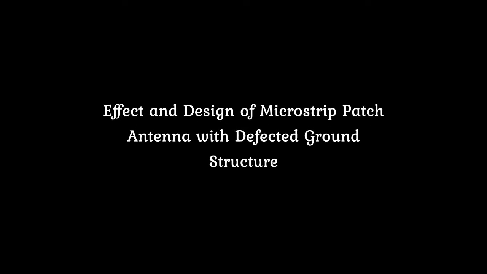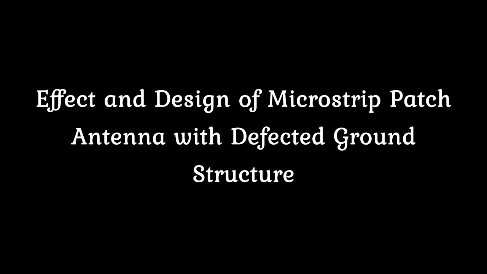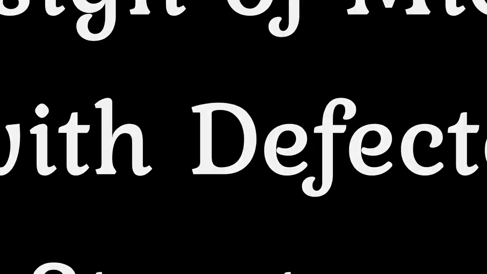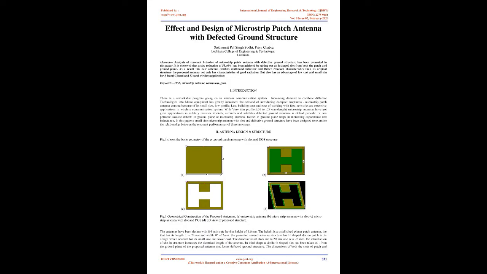Effect and design of microstrip patch antenna with defected ground structure. Abstract: Analysis of resonant behavior of microstrip patch antenna with defected ground structure has been presented in this paper. It is observed that a size reduction of 55.66% has been achieved by taking out an H-shaped slot from both the patch and ground plane.